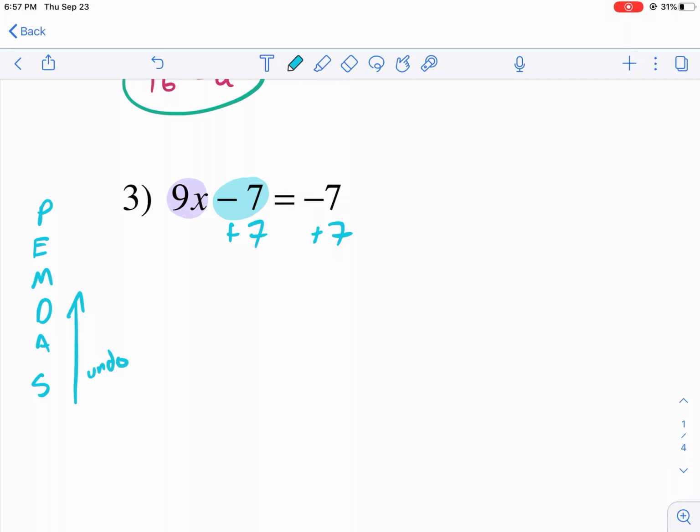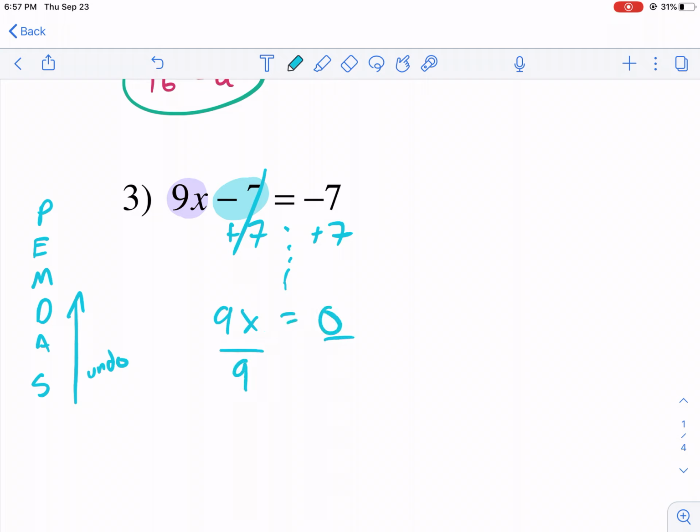Okay. Another good way to think of it is the things furthest away from the x. So we're going to add 7 on its same side of the equal sign. See, that's on this side of the equal sign. We're not really worried about the right side because there's no variable on that side. Okay, so again, sorry, I digress. That goes away. We're left with 9x equals negative 7 plus 7, which is 0.